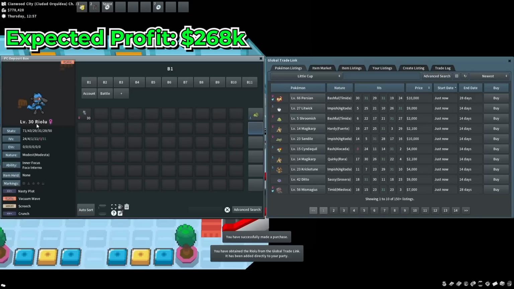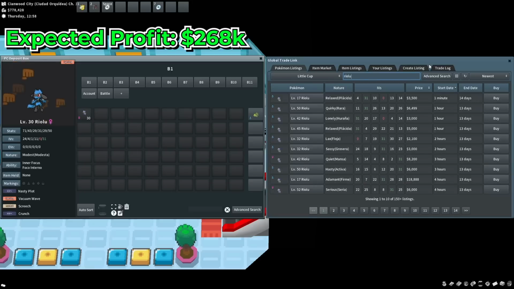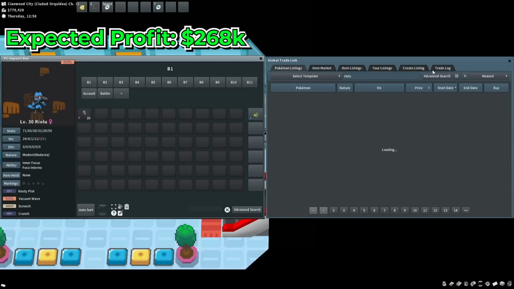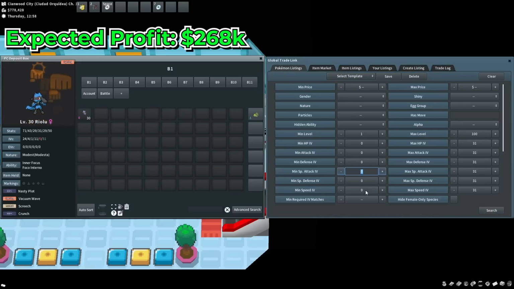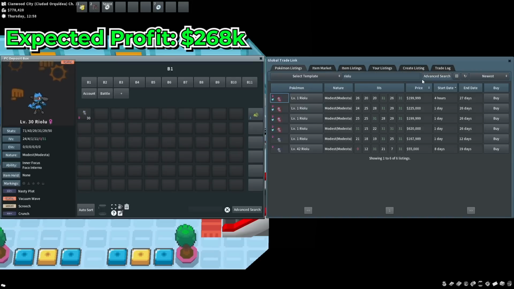Now Riolo with 31 in speed, being Mother's Nature and female, must go higher than what we paid for it, 3. Yeah, I think it goes higher than that, because Lucario can be used as a raidmon for the upcoming raid events. So here it goes for 200.